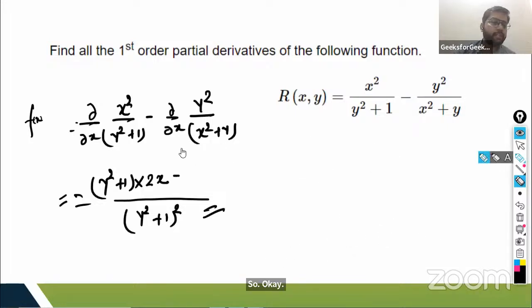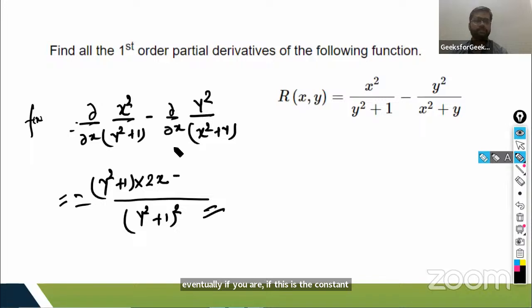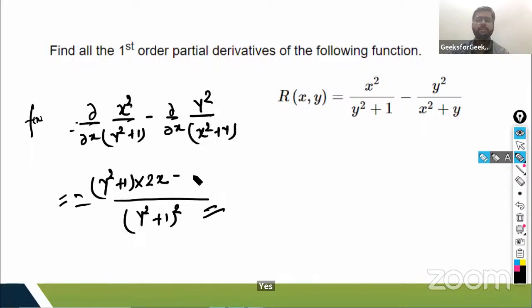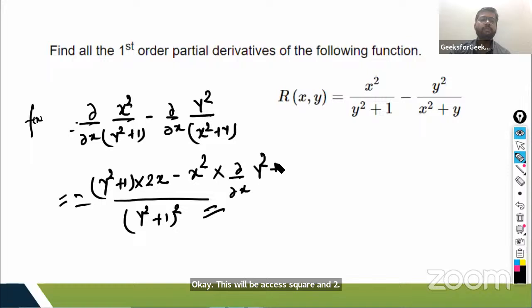Let me see what you are saying. So this one is our denominator, and this one is a constant. If this is the constant part and I'm doing the differentiation, since this one is a constant, this will be x square into del upon del x of y square plus 1.